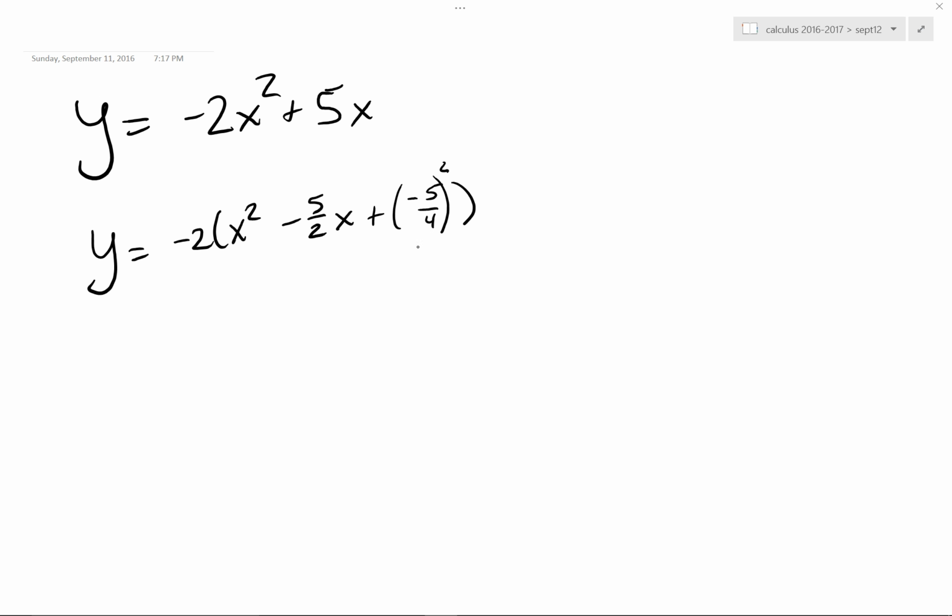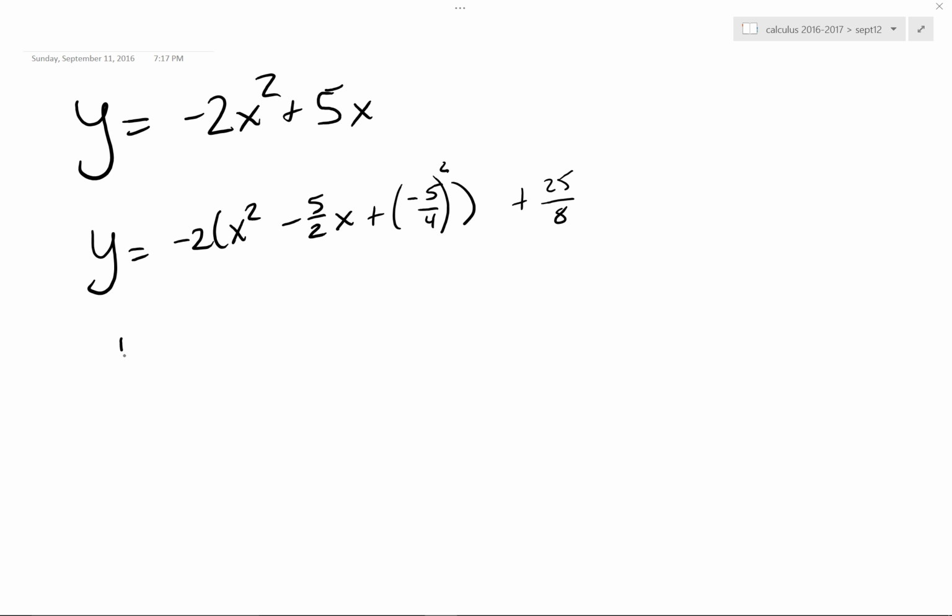Now, 5/4 squared is 25/16. But it gets multiplied by this -2 over 1. These cancel, so it's going to be -25/8. Because it's positive when you square it, then it's -2 times that, which is -25/8. So I better add 25/8 out here.